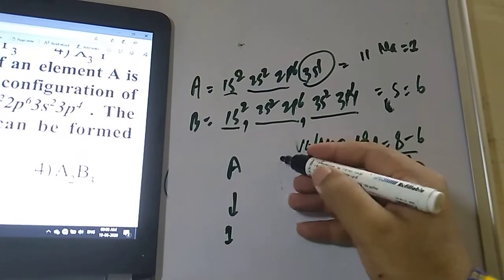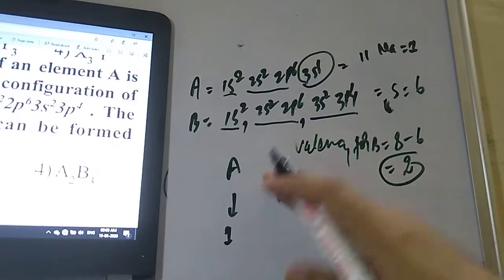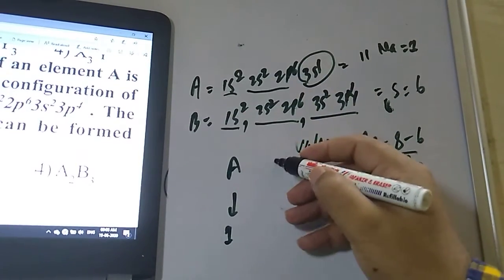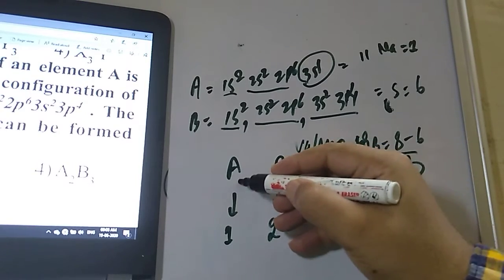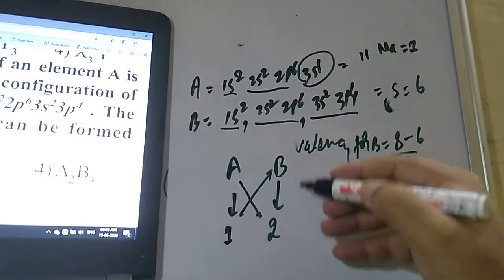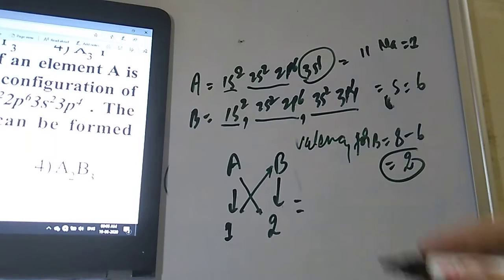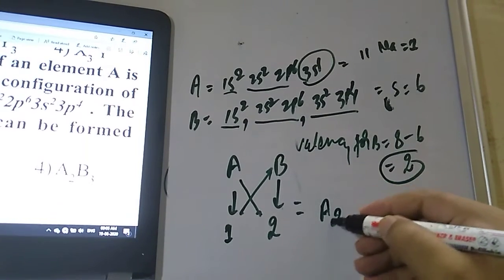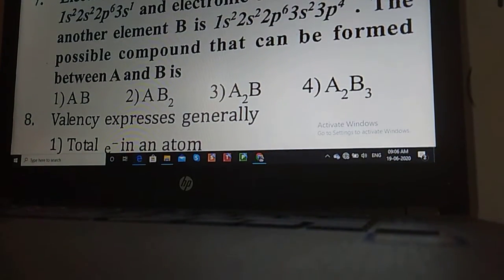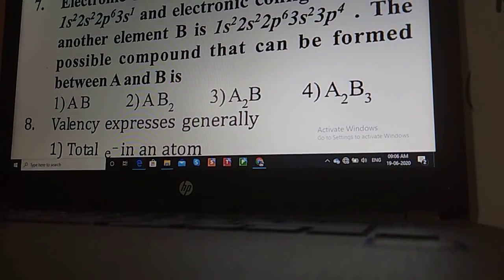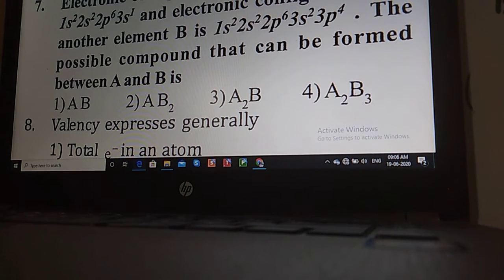2. So for A and B, what kind of formula will come, student? B has a valency of 2, and A is 1. So you multiply by the crisscross method. What will come? A2B. Now let us check with the options. The first option AB, the second option AB2, the third option A2B. So the correct option will be option number 3.